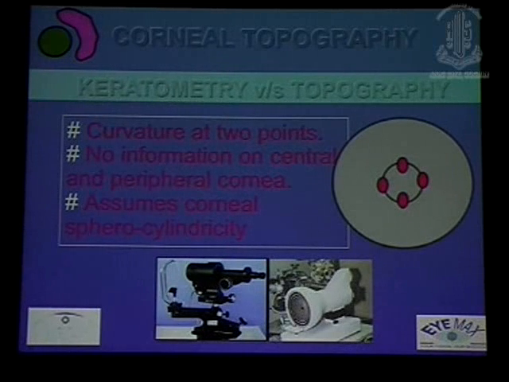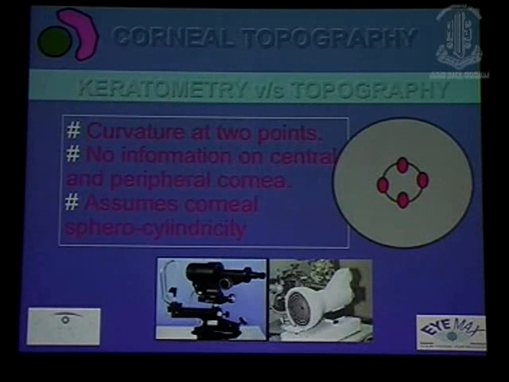Do you have a pointer here? So only 2 points, which are lying in the central 3 millimeter zone. So we measure the curvature at those 2 points, and then, assuming that the central cornea is spherical, we use that information to calculate the curvature of the central cornea.